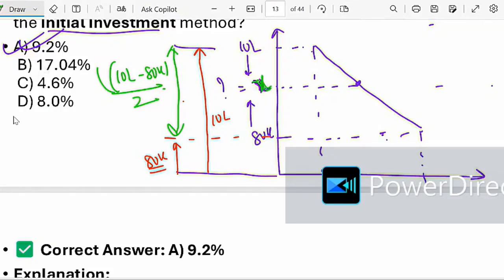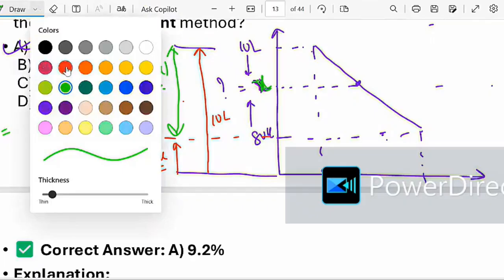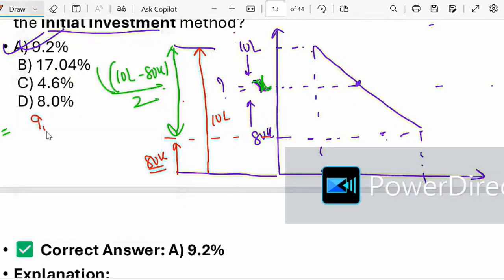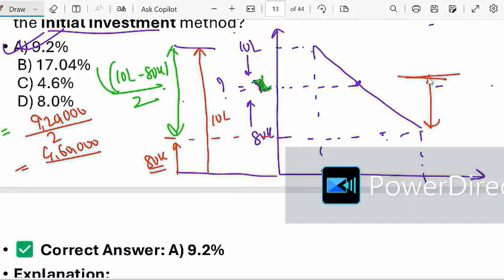So how much is it? Just calculate 10 lakh minus 80,000. It is 9 lakh 20,000. There is one mistake which we have done in the previous question, I am correcting it. So 9 lakh 20,000 divided by 2, how much is it? It is 4 lakh 60,000. Try to understand this, very very important, this much height is 4 lakh 60,000, but we are interested in this much.